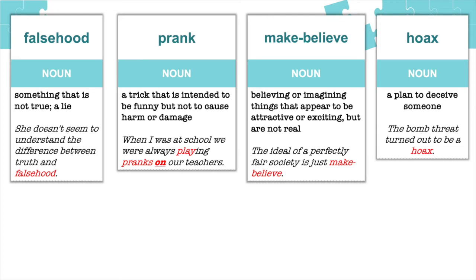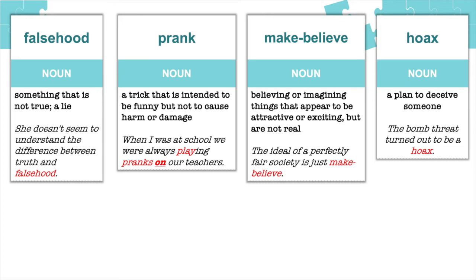Falsehood is more like a concept. So you say truth versus falsehood. That's the context in which you will see this word. Then we have the word prank, and you will think that the word prank and the word gag are quite similar. A prank is a trick that is intended to be funny, but not to cause harm or damage. However, when you play a prank on someone, you may cause damage, so you need to be careful. When I was at school, we were always playing pranks on our teachers. For example, I don't know, hiding the books or writing something on the board before they came. So that's a prank. And it's very frequent to find the word prank associated to school.